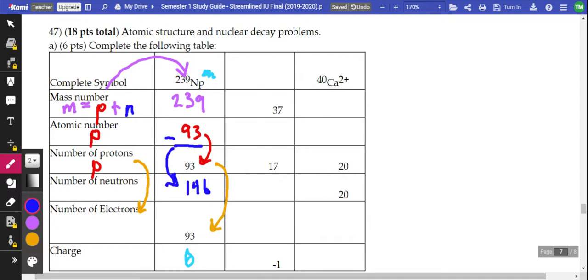Okay, in the next example, we don't know what the element is right off the bat, but we can figure it out, since we are given the number of protons. The number of protons is the atomic number. So if I have 17 protons, this is atomic number 17, and if I go look that up on the periodic table, that is chlorine.